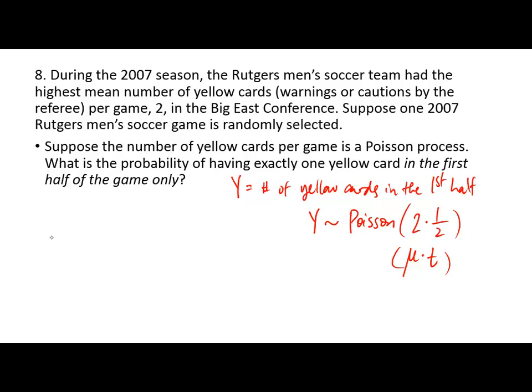And then the probability that I have exactly one yellow card, that's the probability that y equals 1. Again, I can use the table, or I can just calculate the PMF, which is e to the negative mu times t, so e to the negative 1 times 1 to the 1, divided by 1 factorial. Which is just e to the negative 1, or 0.3679.